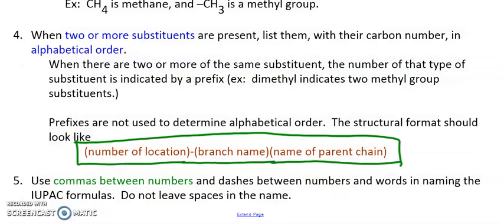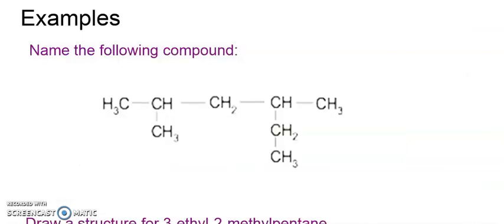So it says use commas between numbers. So if you have multiple numbers, you'd have a comma like 2, 3. And dashes are always between numbers and words. And there are no spaces in the name. So let's do some examples and check back at the rules as needed. So name the following compound.